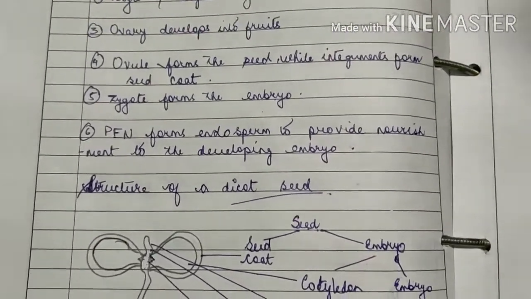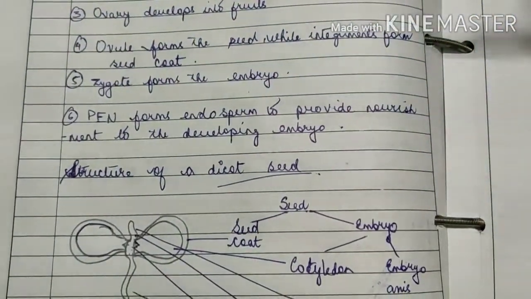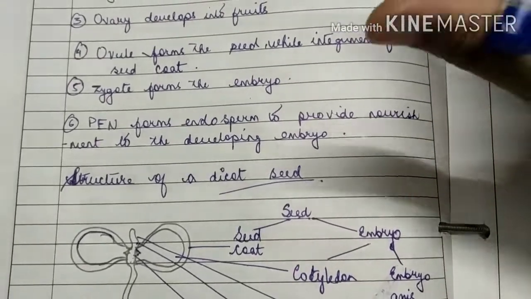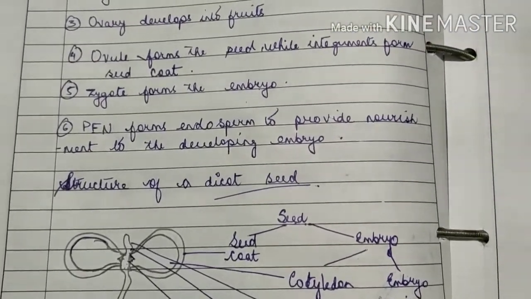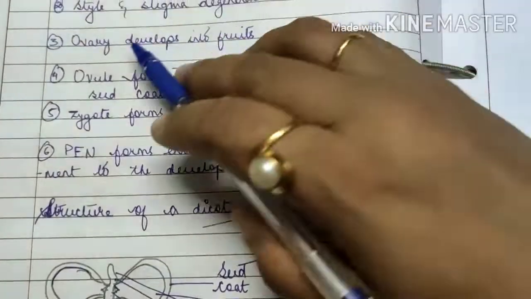So we can say ovary forms the fruits, ovule forms the seeds, zygote forms the embryo, PEN forms the endosperm, which is used for nourishment of the embryo. Sometimes it is left, sometimes it is completely used up. Some exceptions are there in these points also.